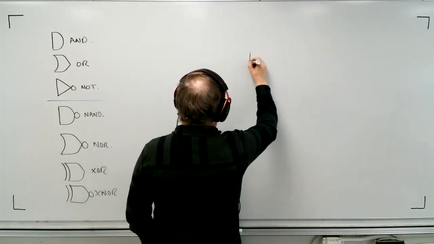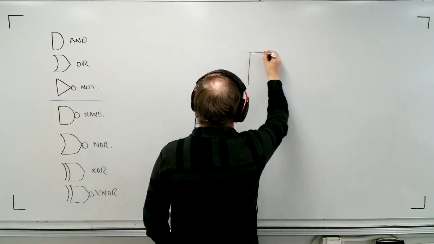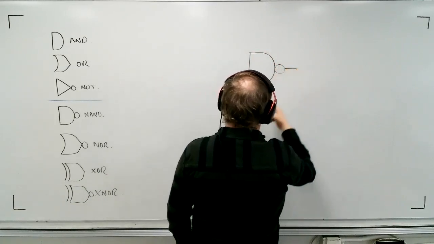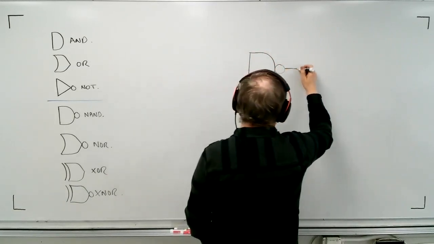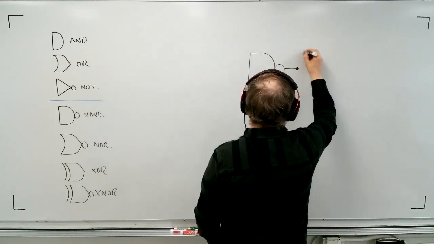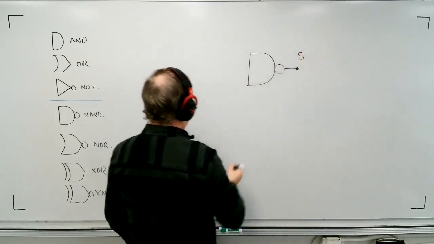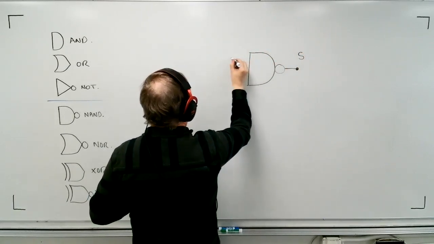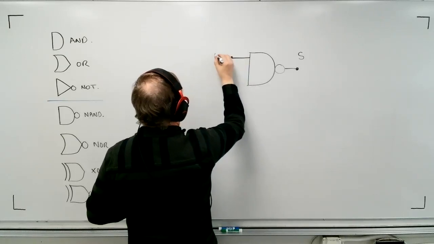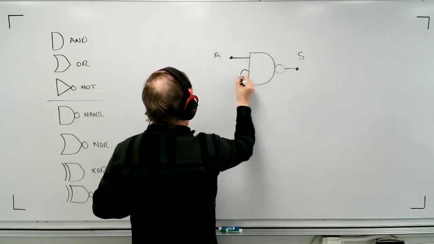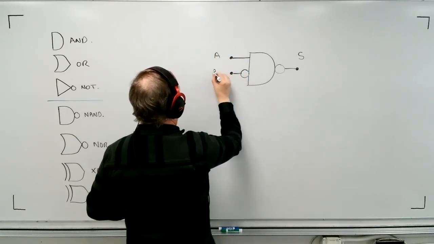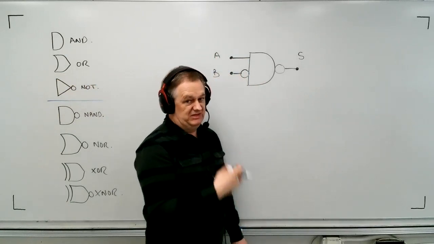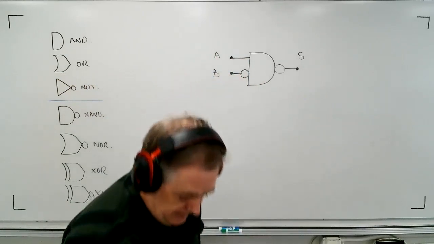Now, this would be kind of an interesting combination. This is a NAND, right? A not and. I'm going to call this S just to change it up a little bit. This is going to be A, and this is going to be B. So let's go ahead and work with it in place, right where it is, and let's jot down some things.